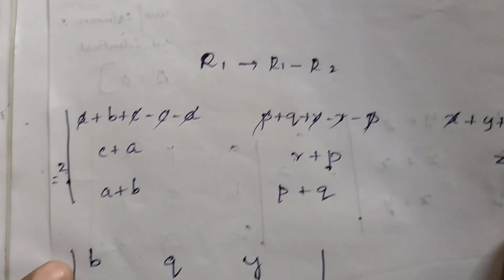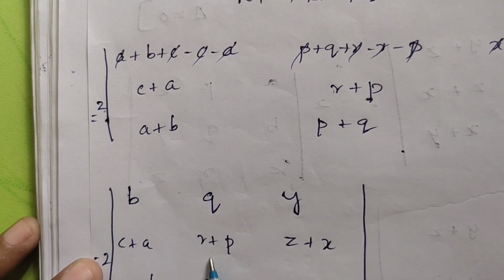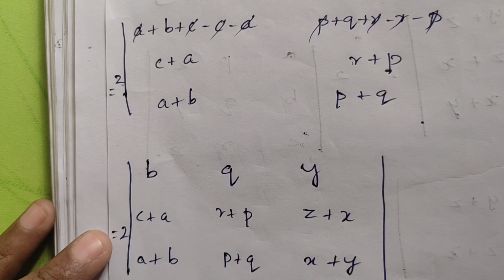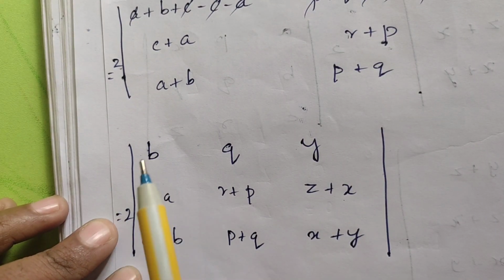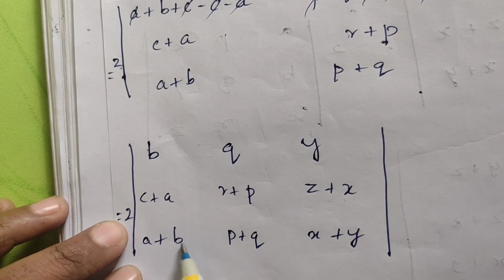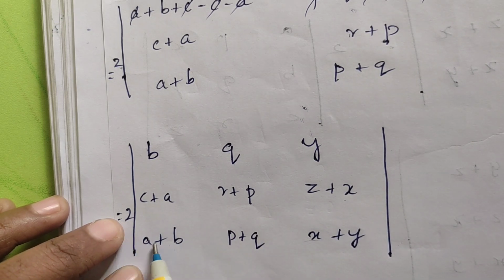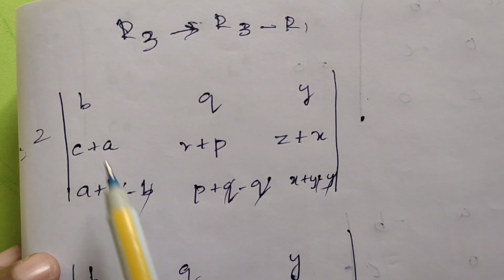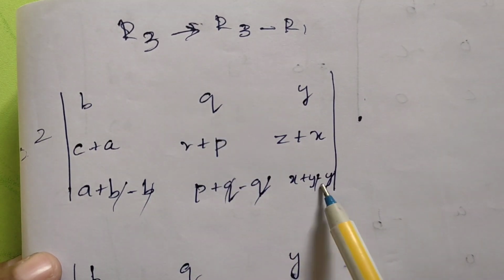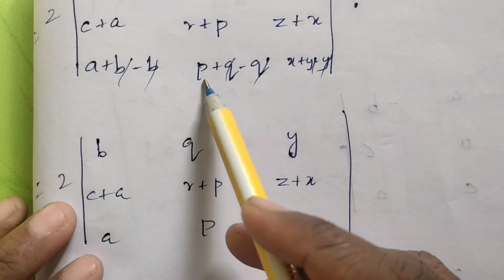Now our determinant will be B, Q, Y, C plus A, R plus P, Z plus X. The next step: here we have A plus B, here we have B. Suppose I subtract A plus B minus B, then I will get a single element A. So I am doing the operation R3 tends to R3 minus R1. So A plus B minus B, P plus Q minus Q, X plus Y minus Y. Now we are left with A, P and X.